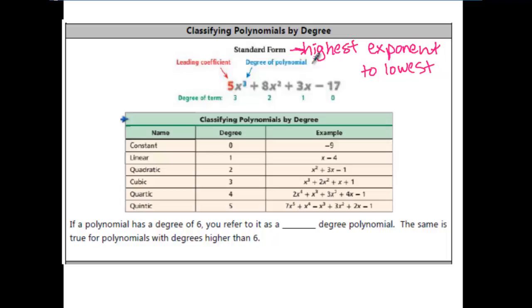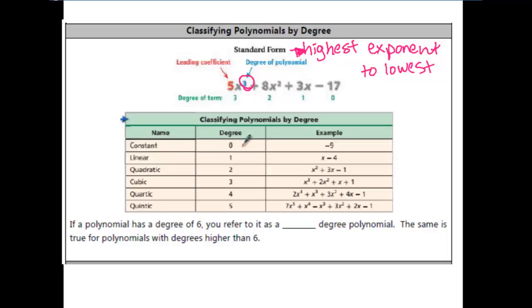All right, so that's what standard form means. Standard form is highest exponent to lowest. And as you can see in this example here, we have an x to the third, x squared, 1x, no x. So the degree of the polynomial is the highest degree, that's the biggest number. So we have several different ways to classify based on our degree.